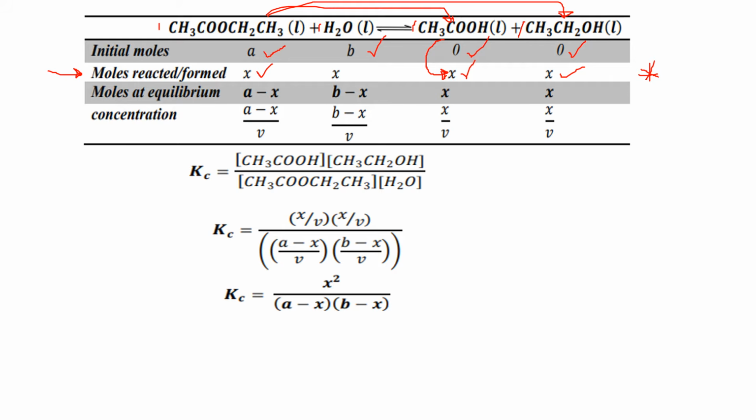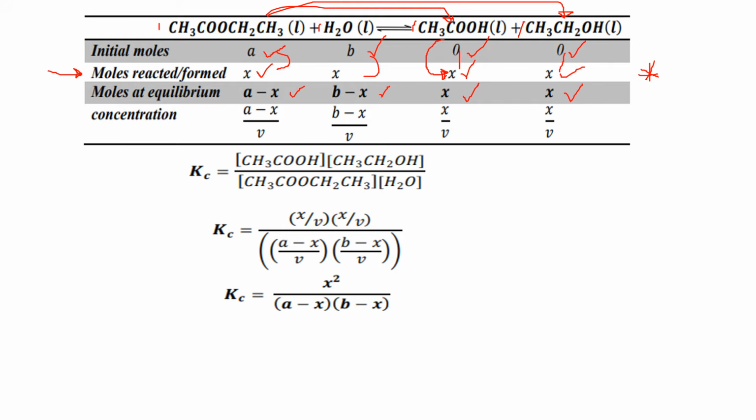Now, how do you get the number of moles at equilibrium? On the reactant side, you subtract. On the product side, you add. So A minus X, you're going to get A minus X moles. B minus X, you're going to get B minus X moles. But on the product side, you just add. So 0 plus X, you're going to get X. And 0 plus X, you're going to get X.